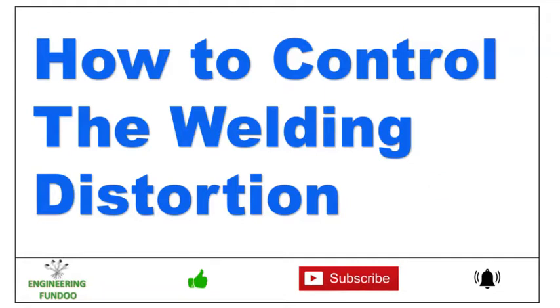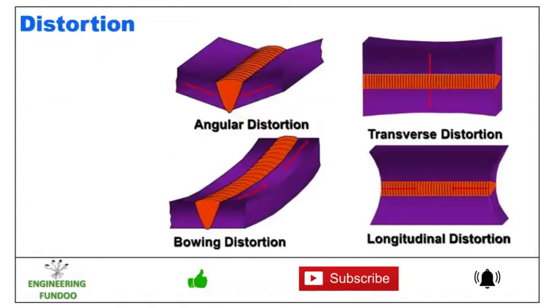Today we discuss how to control welding distortions. Friends, when we do the welding, we have some kind of distortions after welding, and let's see the types of distortion. First one is the angular distortion.